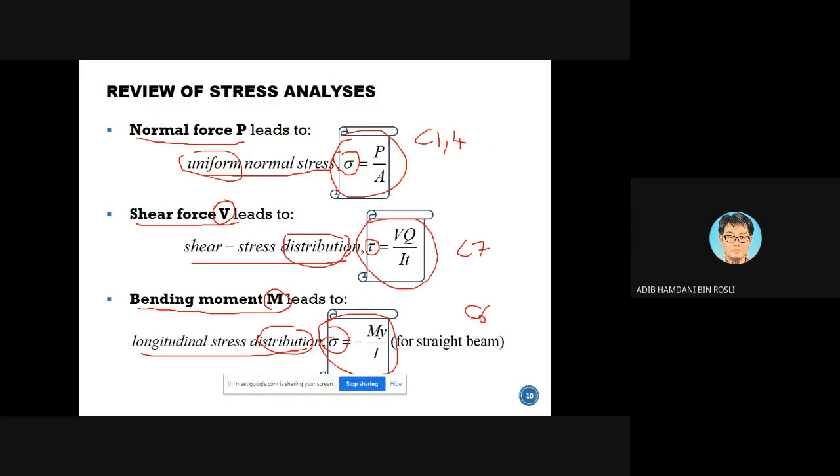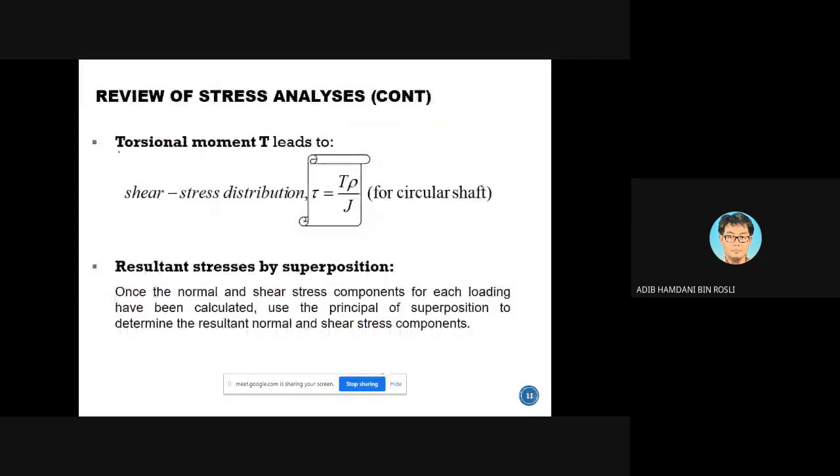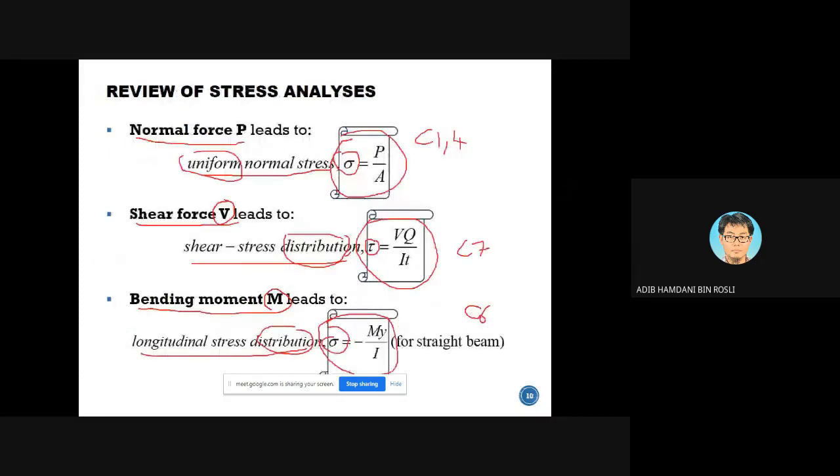And then the fourth one is you learn about torsional moment T in chapter 5. If you have torsional moment T, across the section you will have this shear stress distribution of tau, shear stress. Our discussion in chapter 5 was restricted just to the circular shaft, and it's given by this formula. Now you have two normal stresses, sigma, and two shear stresses, tau.